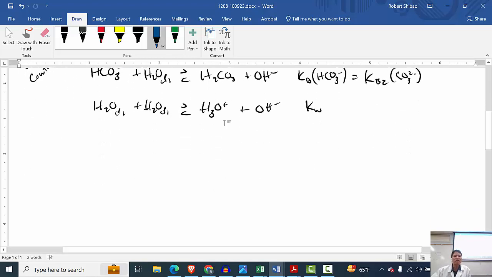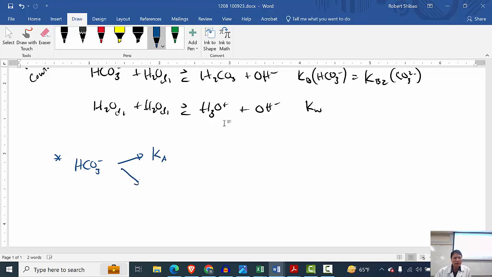Bicarbonate's amphoteric. Amphoteric means bicarbonate can act as an acid, and so it has a Ka, or it could act as a base, and it has a Kb. So if we look at the Ka equation for bicarbonate, bicarbonate can also donate a proton to water as an acid. If it donates a proton to water, then we're going to form hydronium and carbonate.